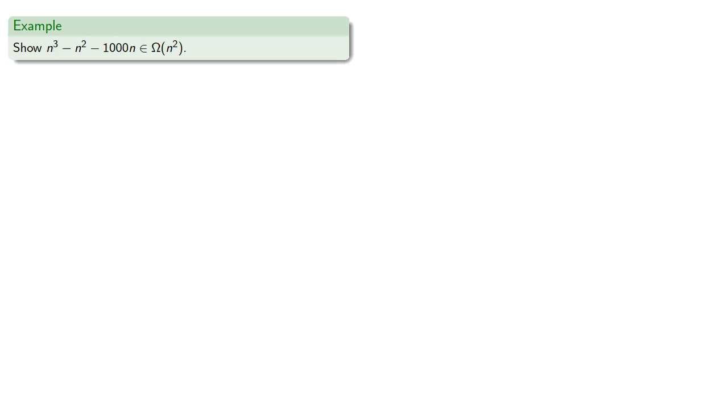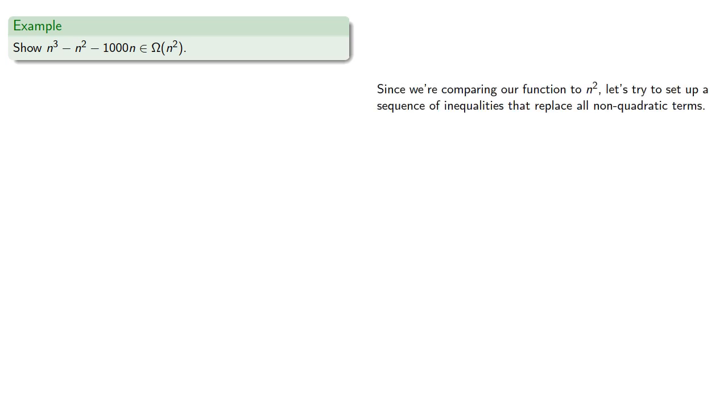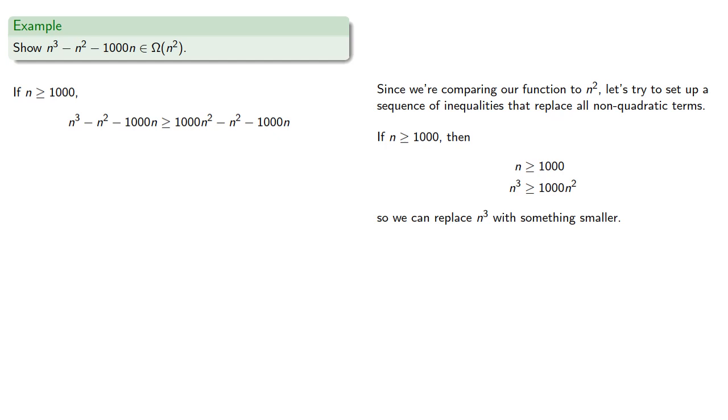And again, we can employ the same strategy by constantly replacing the function with something simpler. For example, something like this. Now, since we're comparing our function to n squared, let's try to set up a sequence of inequalities that replace all non-quadratic terms. So if n is greater than or equal to, how about 1,000, then n cubed is greater than or equal to 1,000 n squared, so we can replace n cubed with something smaller.